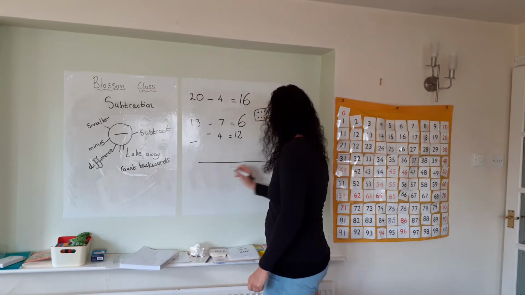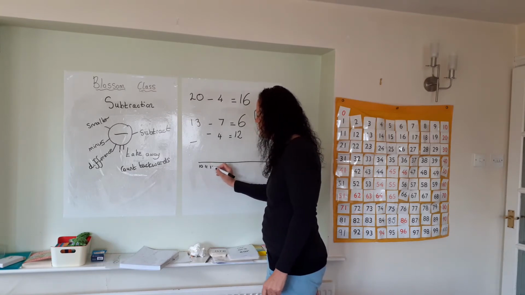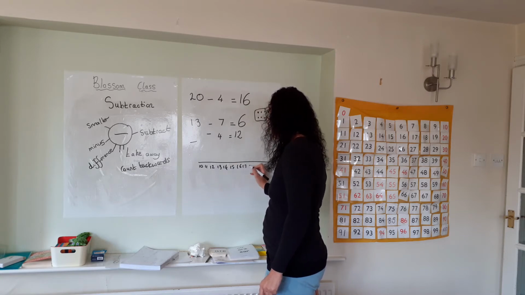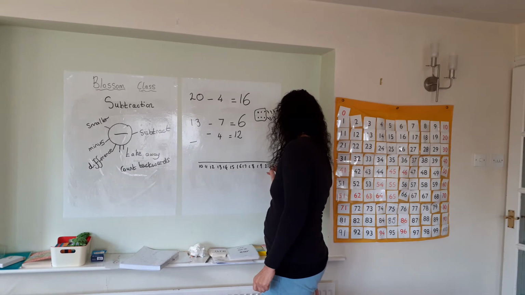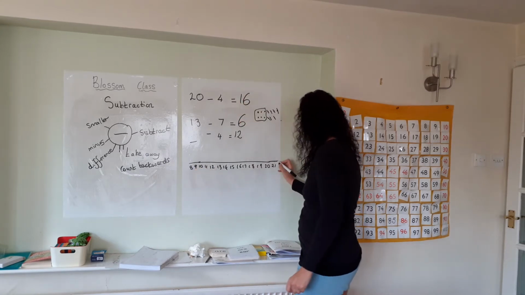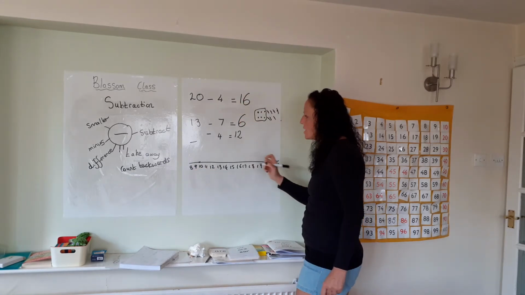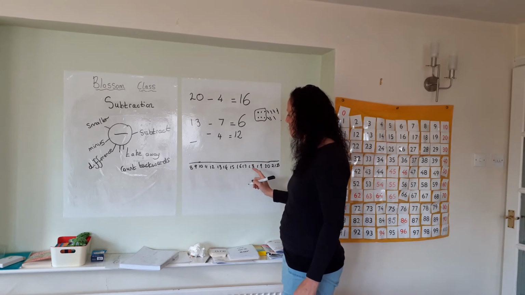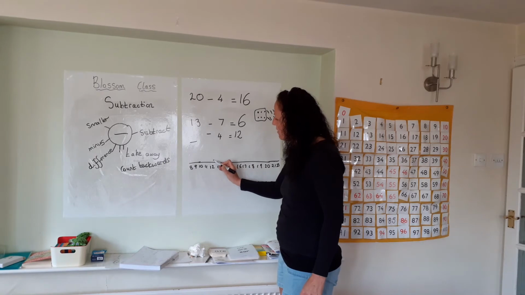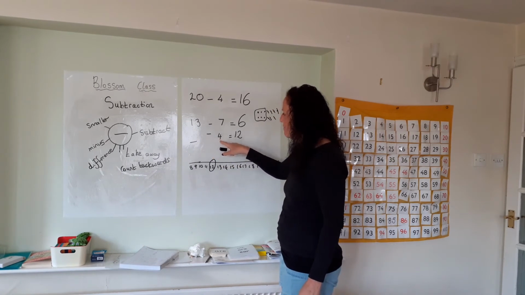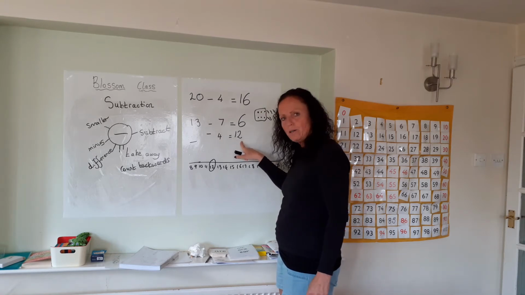10, 11, 12, 13, 14, 15, 16, 17, 18, 19, 20, 21. Let me just finish off that number line for you. 23. So something take away 4 gives you 12. So they're saying 12 here, but it's something take away 4 gives you 12.